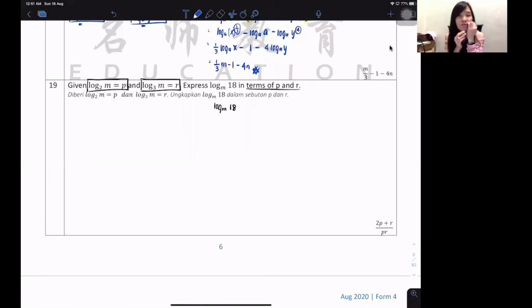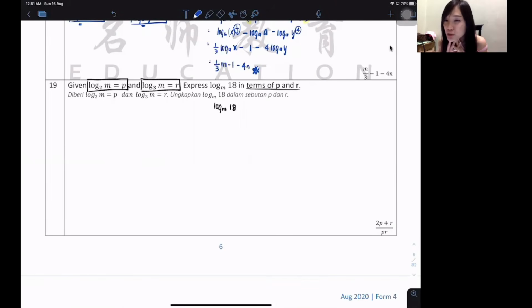Logarithm, forever start from what? Same base. Are they having the same base now? No. I feel like I'm talking to myself all the way. Okay, so yeah, they are not the same base. Got 2, got 3, got m, all of them different, correct, my dear? You should start from making all of them the same. Tell me, what base will you choose to make them all the same?